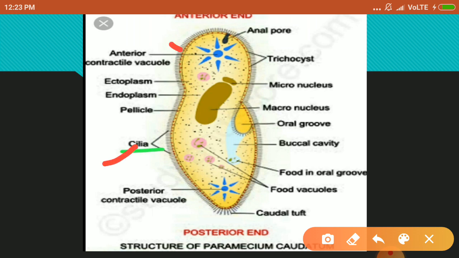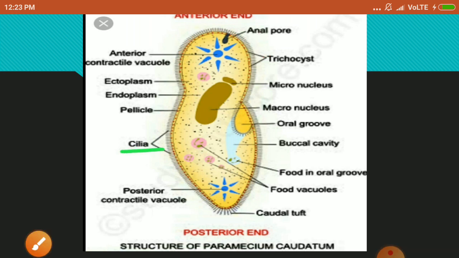These hair-like structures are found over the body. This is called cilia that covers the entire surface of the cell. The undigested food is egested through a temporary opening called cell anus. Thus, nutrition takes place in Paramecium.